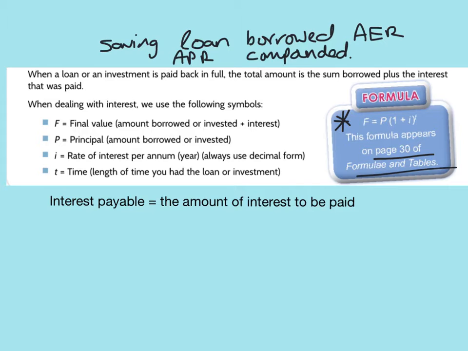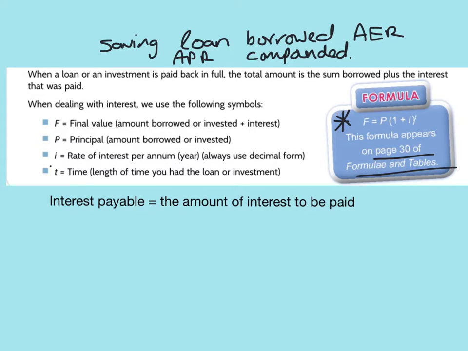So just a couple of things on this formula. We have F is the final value, so that's the amount borrowed or invested plus the interest. Principal is the amount that you're borrowing or investing initially. So for example, if I'm borrowing €5,000, I'll never pay back just €5,000, I'll pay back more because I have to pay it back with interest. Similarly, if I save €5,000, the bank will give me more than €5,000 back because they will have given me interest.